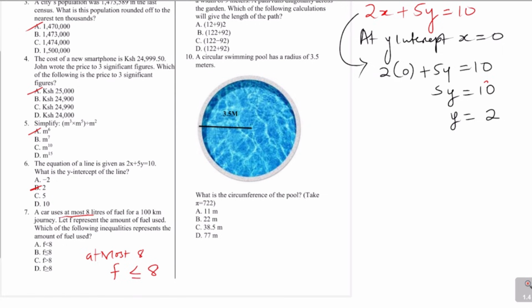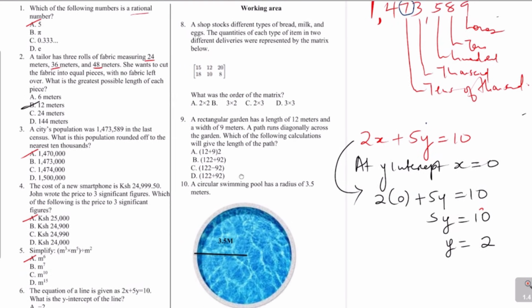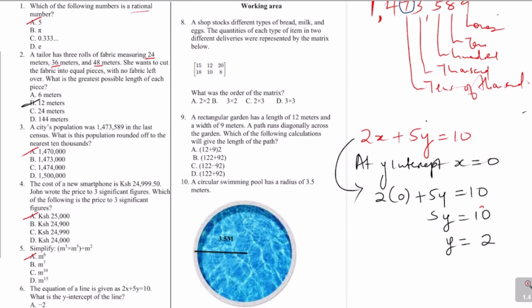At maximum, it should be 8. So it means it will be 8 or less. That is, F is less than or equal to 8. That is question 7. We go to question 8. A shop stocks different types of bread, milk, and eggs. The quantities of each type of item in 2 different deliveries were represented by the matrix below. What was the order of the matrix?